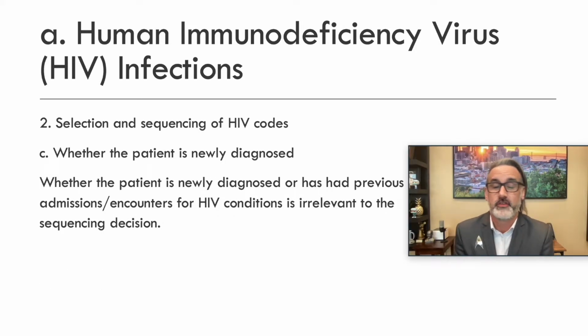And then we have, continuing on with the guidelines, whether the patient is newly diagnosed. And as the guideline states, whether the patient is newly diagnosed or has had previous admissions or encounters for HIV conditions is irrelevant to the sequencing decision. And so that states, and just to recap, whether the patient is newly diagnosed or has had previous admission encounters for HIV conditions is irrelevant to the sequencing decision. As in, remember, we're quoting for today, not for anything in particular in the past.